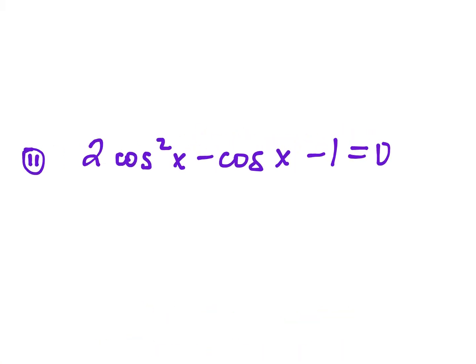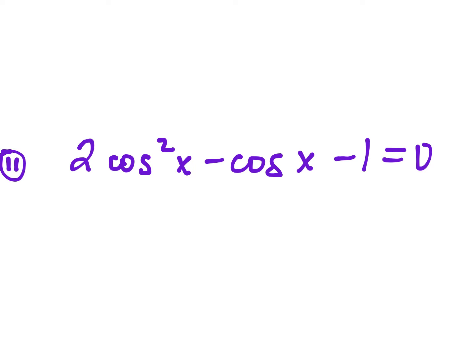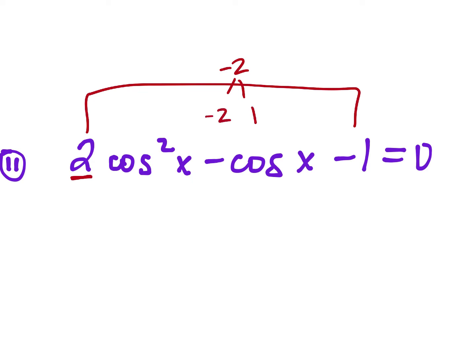So looking at 11, if we have a trig function squared and another trig function and a number, it tells us we have to do what? Factor. How do I factor when my first number is not 1? First and last. Multiply the first times the last. So 2 times negative 1, negative 2. And what are 2 factors of negative 2 that add to negative 1? Negative 2 and positive 1. Perfect. So here I'll have cosine minus 2 and cosine plus 1.